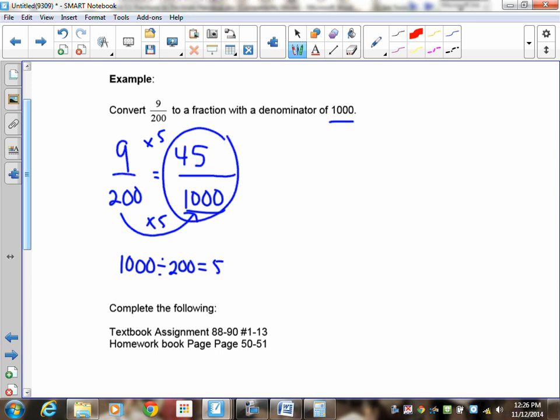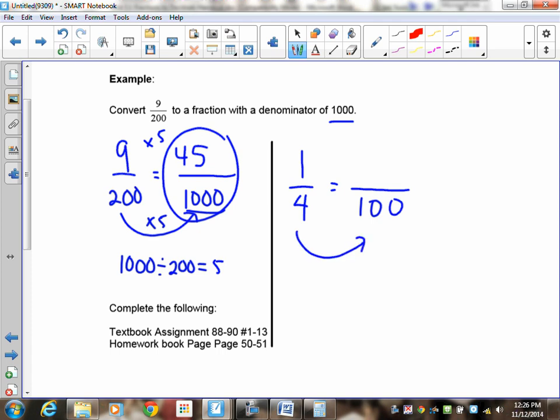Okay? Let's try a different question. How about 1/4? I want you to change that to be with the denominator of 100. So pause the recording and try that one. Okay. How do you get from 4 to 100? In this case, you're multiplying by 25. If you're not sure, go 100 divided by 4. That'll get you the 25. Now, whatever I do to the bottom, I have to do to the top. So 1 times 25 is 25, and you're done.